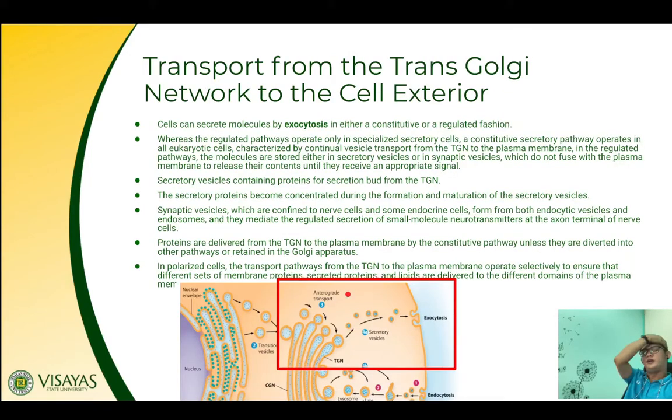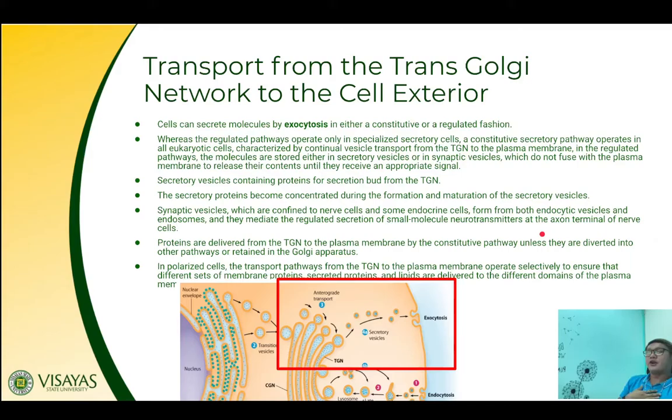Now, how about the transport from the trans-Golgi network to the cell exterior? So this is exocytosis. Okay, so it is almost the same. From the trans-Golgi network, the secretory vesicles that contain the proteins for secretion will bud from the trans-Golgi network. Now they will be released there. Synaptic vesicles are confined to nerve cells, for example. Some endocrine cells form them from both endocytic vesicles and endosomes, and they mediate the regulated secretion of small molecule neurotransmitters that the axon terminal of nerve cells needs.